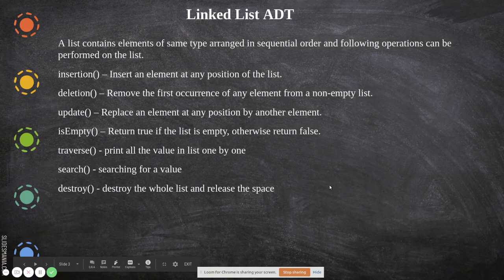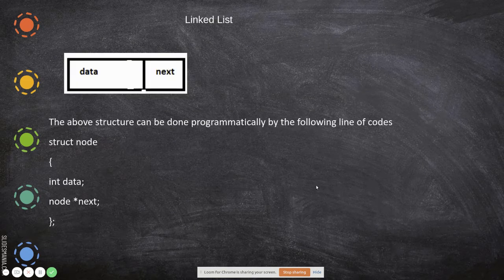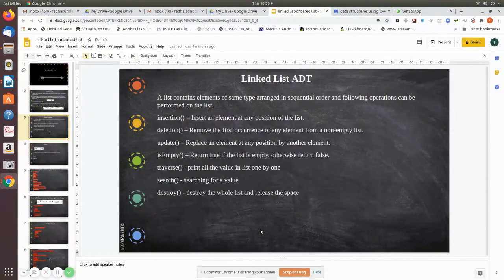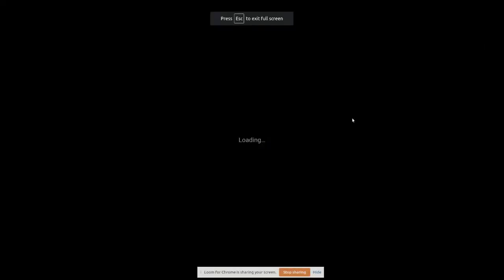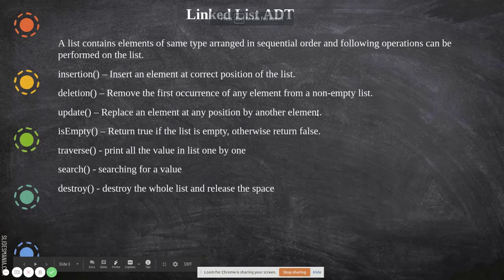Now we will see the ADT in this linked list. Insertion: insert an element at the correct position of the list. Deletion: remove the element. And then update an element present in the list. Suppose I want to update a particular element, then you can give the element and then give the new value, and it will be updated.